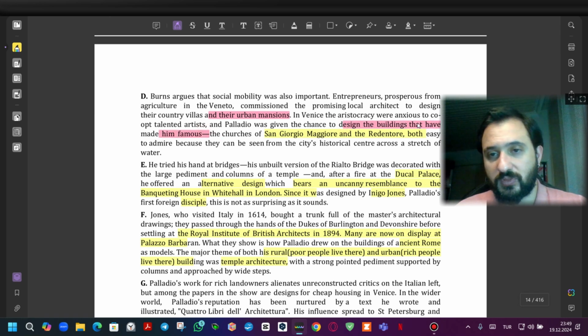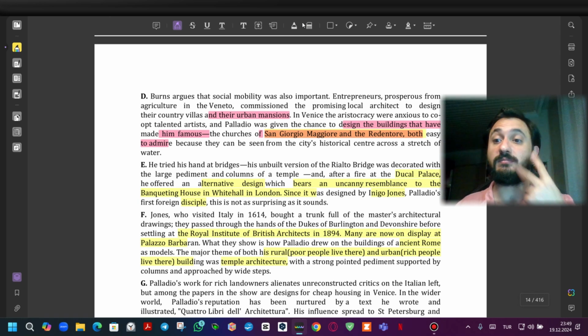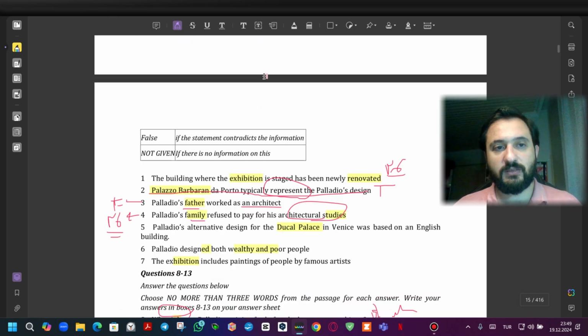Maybe it can be important, but I'm not sure because we don't have such a question. The Church of San Giorgio Maggiore and the Redentore, both easy to admire. Okay, these are private names. For any kind of situation, I highlight them, but there is no answer in this paragraph, I guess. Easy to admire because they can be seen from the city's historical center across the stretch of water. So there is no answer. What I said to you: if you cannot find an answer in one paragraph, maybe in the next paragraph you can find two answers. So let's come to the questions.